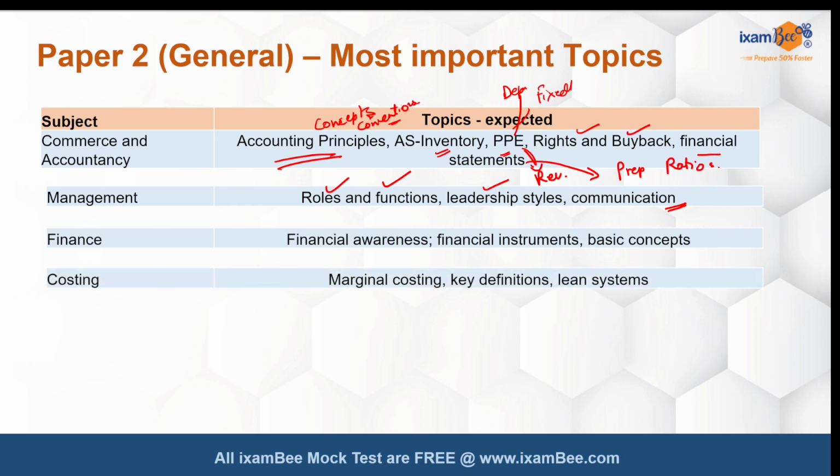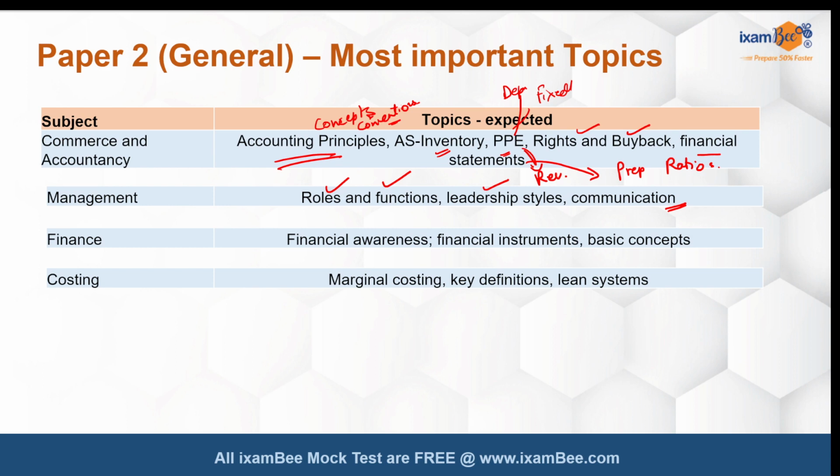Moving to the next subject, costing. Here in costing, again, some very conceptual basic questions related to various key definitions in costing are asked. Like they may ask you about what is job costing, batch costing. They may give definitions and ask for the correct answer over there. Lean systems, again, very theoretical and an easy topic to study that you can find very scoring.